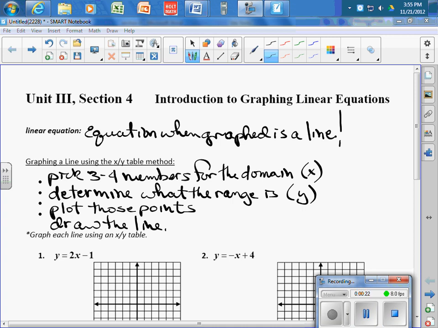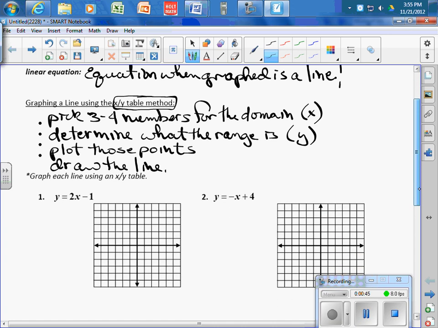How do you graph a line using the XY table method? And make sure we're using the table method here. And that is, we're going to pick 3 or 4 numbers for the domain. That would be your x's. From that, we can determine what the range is. Remember the tables we were making the other day. We're going to plot those points, and from those points, we'll be able to draw our line. Here's what we mean by that.